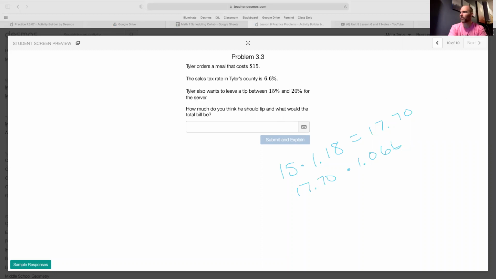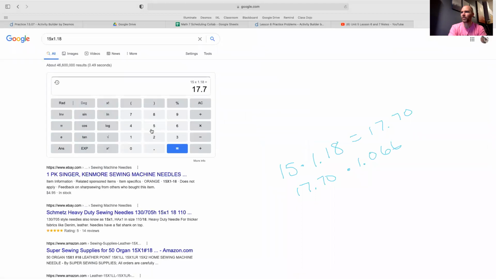But then that additional 0.066 is that extra 6.6% for the tax. And so I'll go back and I'll do it this time. Let's see here, what do we get? 17.70 times 1.066, and we get $18, and I guess we should round that up to 87 cents.